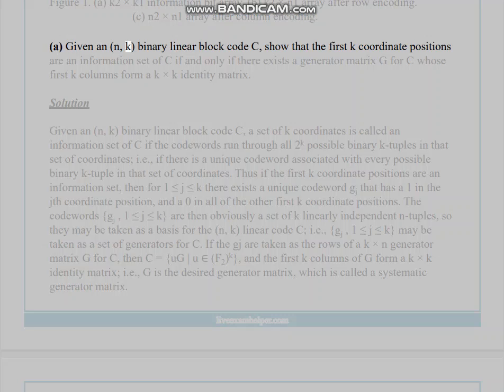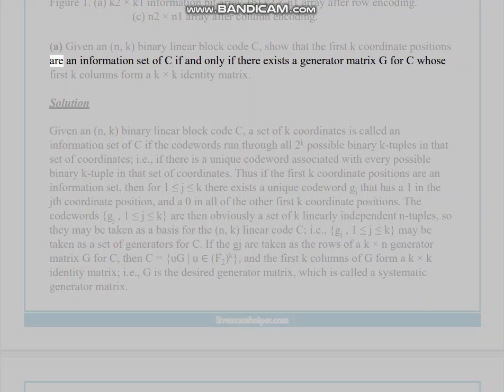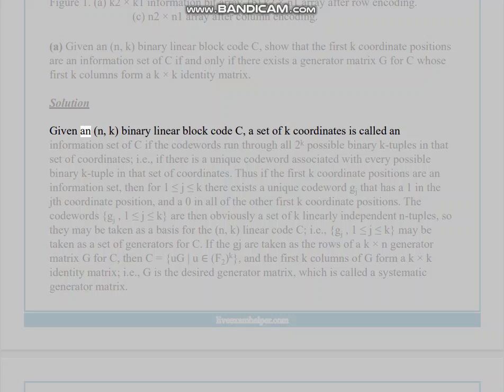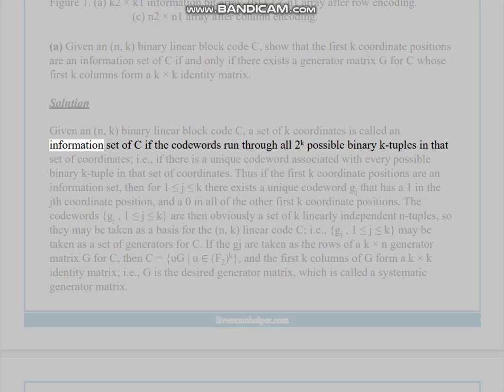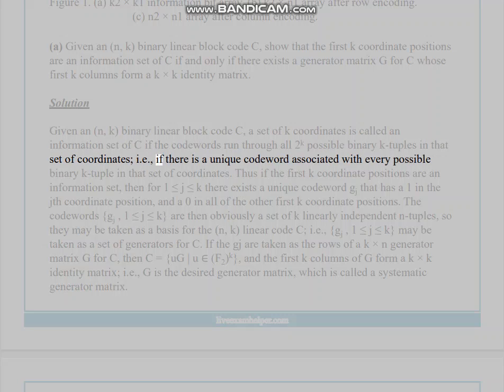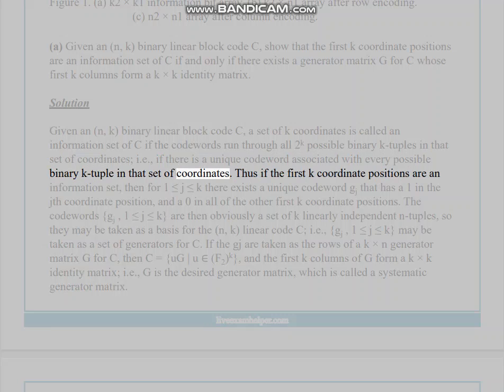Given an N, K binary linear block code C, show that the first K coordinate positions are an information set of C if and only if there exists a generator matrix G for C whose first K columns form a K times K identity matrix. Solution. Given an N, K binary linear block code C, a set of K coordinates is called an information set of C if the codewords run through all 2^K possible binary K-tuples in that set of coordinates, i.e., if there is a unique codeword associated with every possible binary K-tuple in that set of coordinates.